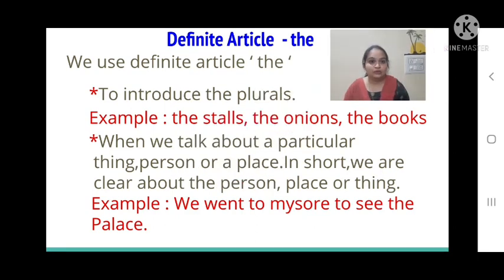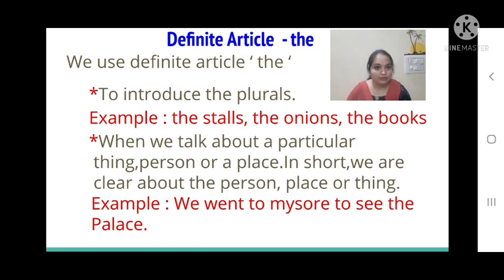Let us know the usage of definite article the. So when do we use definite article the? We use definite article the to introduce the plurals. So as we saw till now, we use a and an for consonant and vowels words which are in singular. So now when we talk about plural words, we use the. For example, the stalls, the onions, the books.